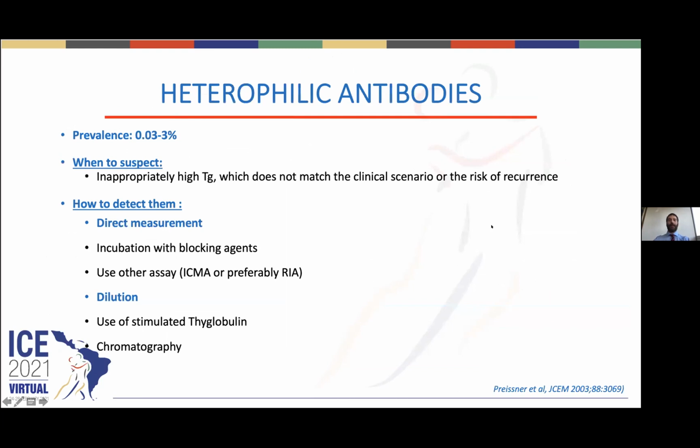Another interference that could happen, but in a very low number of patients, is the heterophilic antibodies. We have to suspect them when we have inappropriately high thyroglobulin levels that do not match with the clinical scenario or the risk of recurrence of the particular patient. And there are different ways to rule out or to understand if we are in front of these antibodies interfering with our techniques.